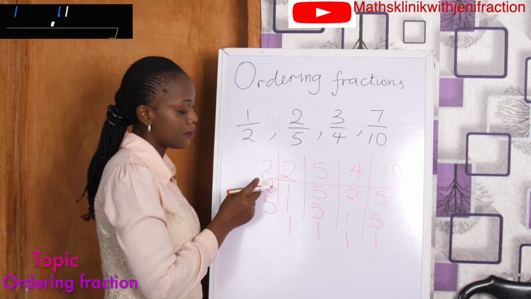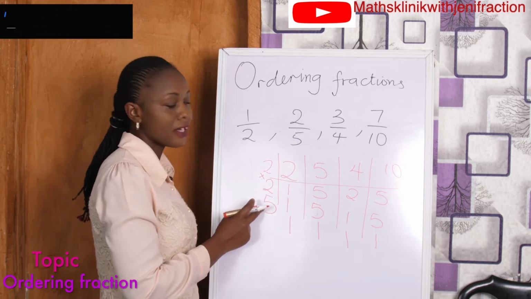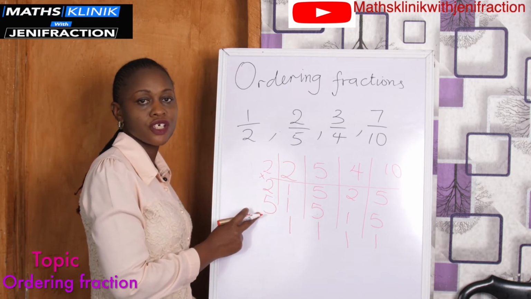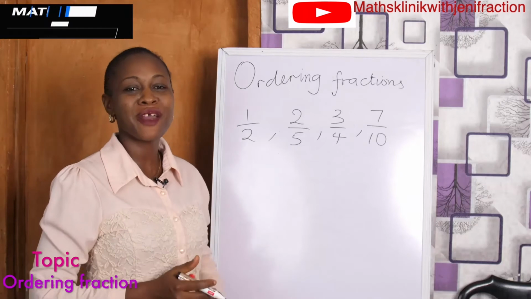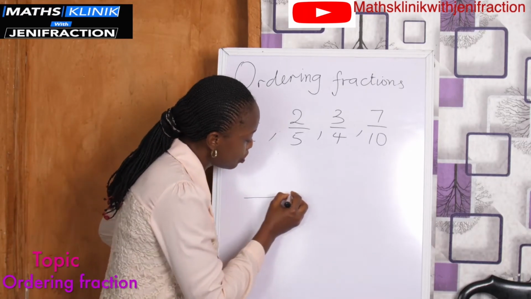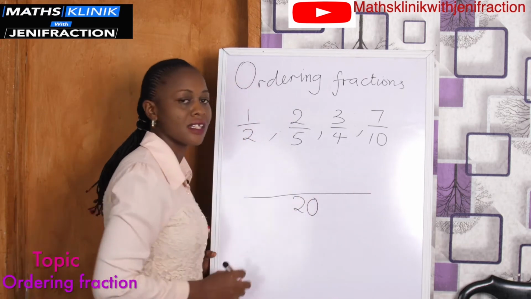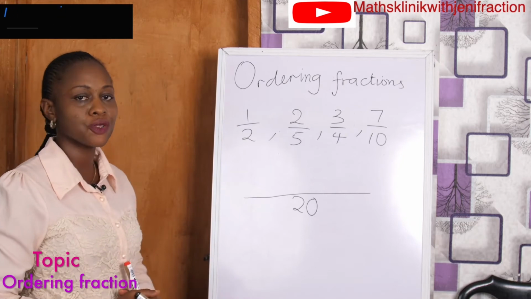Now let's look for our LCM. 2 times 2 is 4. 4 times 5 is 20. So our LCM is 20. Now this is what I'll do. I'll rule a line and write down my LCM. That is 20.